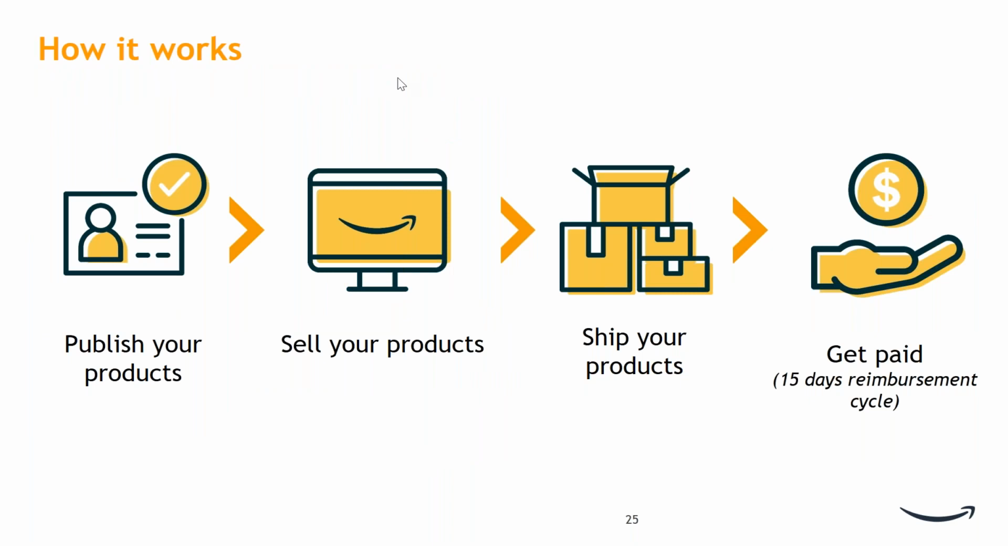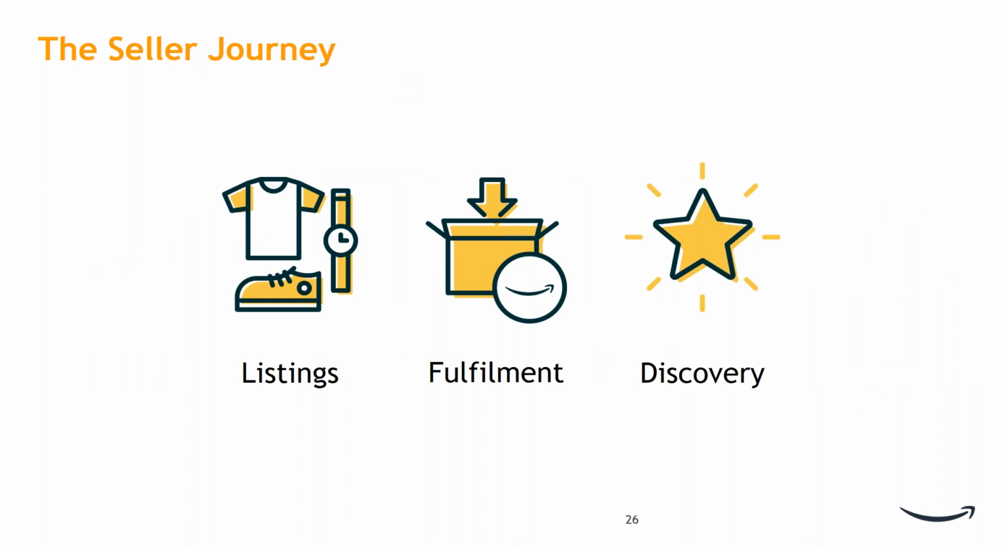So how it works to sell on Amazon, basically you publish your products, you start with the selling process, you receive an order, you confirm it, you ship your products, and then you get paid. Of course, after you have completed your entire order, it will take up to 15 days until we transfer the money to your bank account. Your seller journey starts with listings, then fulfillment, and then discovery, and I will explain a bit about them next.